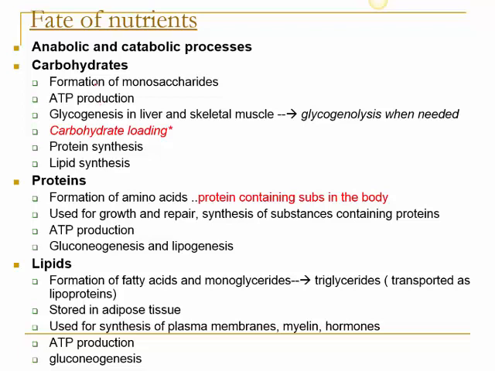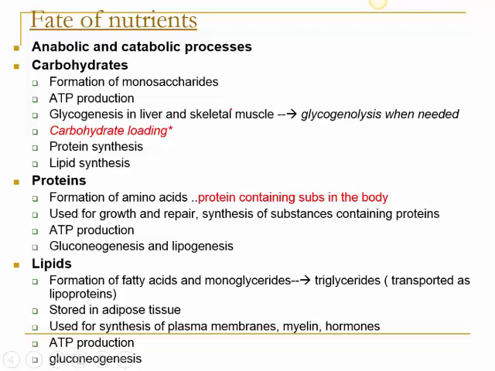Whatever excess glucose there is taken to the liver and skeletal muscle, where it is stored as glycogen. Glucose molecules are joined together and made into glycogen. So you can see the word glycogenesis. So this would be an anabolic process.